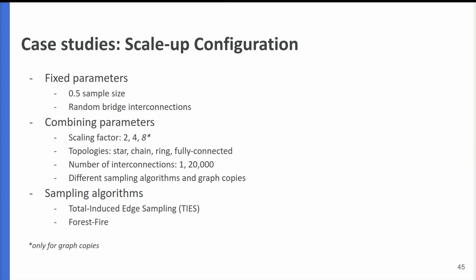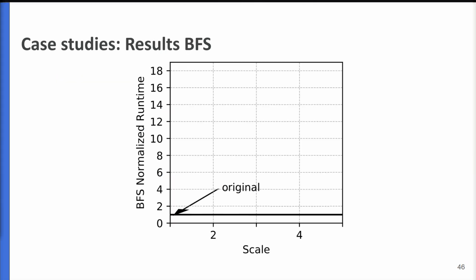Note that we also use a scaling factor of 8 for graph copies, and this is because the topologies and interconnections for a scaling factor of 2 are all equivalent. Let's have a look at some of our results. This figure shows the normalized runtime of BFS based on the scaling factor. The runtime of this algorithm on the original dataset is represented by this horizontal line.